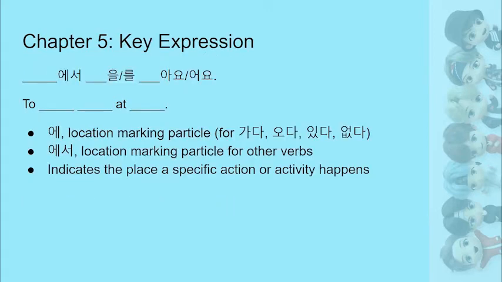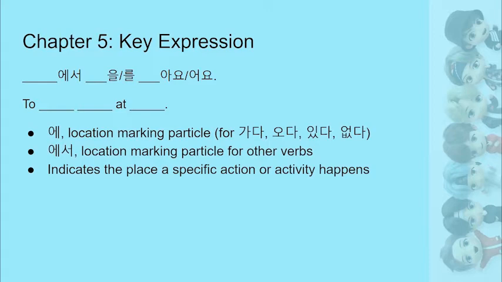Moving on to page 98, this is our key expression. The first one for Chapter 5 is 에서. I think I covered this briefly in a previous lesson, because we learned 에 but we didn't cover 에서 at the same time. So this is kind of an extension of that lesson. You see here, the format is blank 에서 blank 을 blank 아요/어요. I've written it in English as "to blank blank at blank," which looks a little funny, but it'll make sense when we put some words in here.